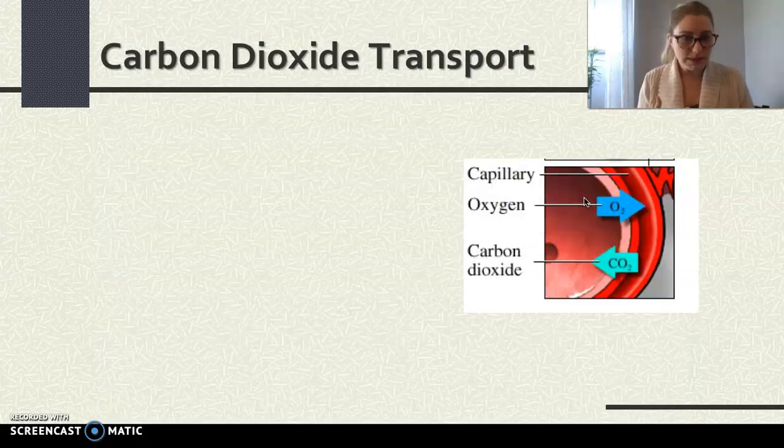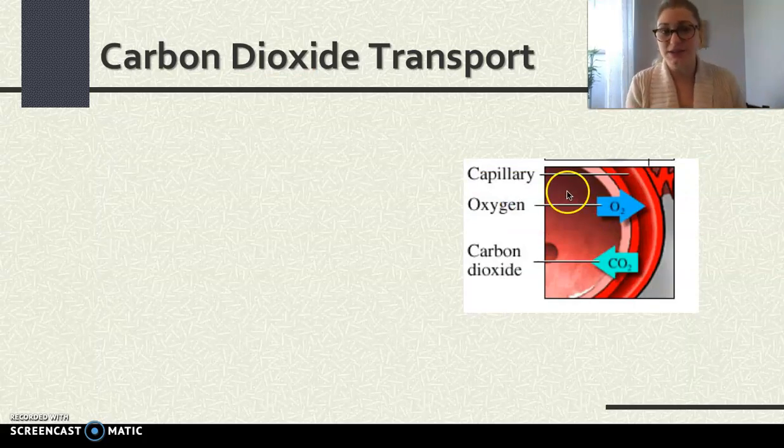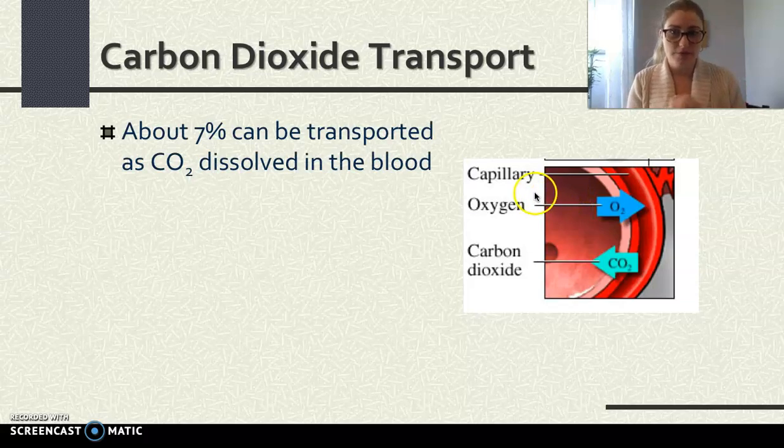So, carbon dioxide now. This is not as simple as oxygen, just as a fair warning. First, about 7% of it can be transported through carbon dioxide that is just dissolved in blood. You guys might remember that 55% of your blood is plasma, and plasma is 98% water. So because of that, we have a lot of water for this carbon dioxide to dissolve into.